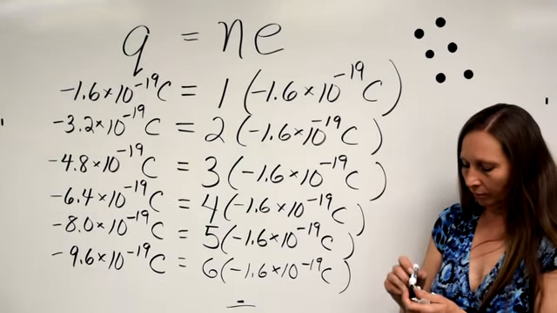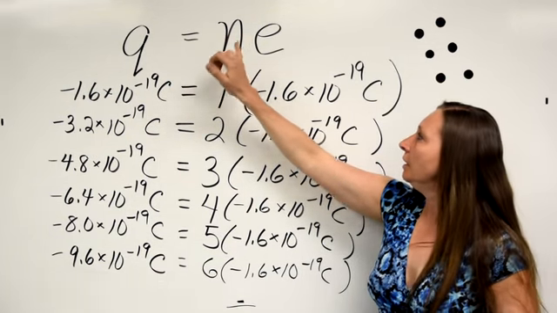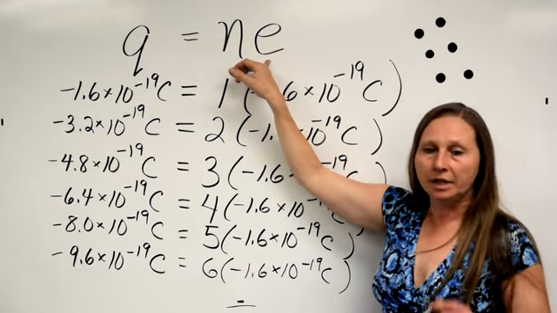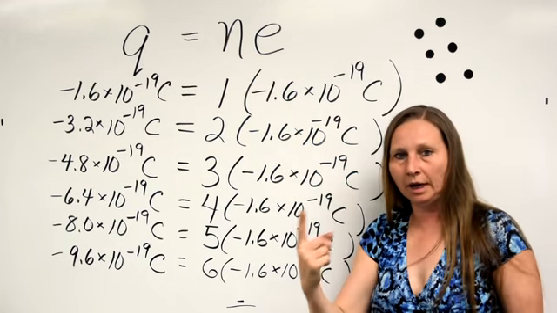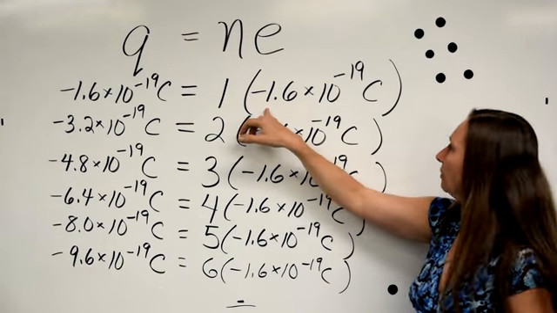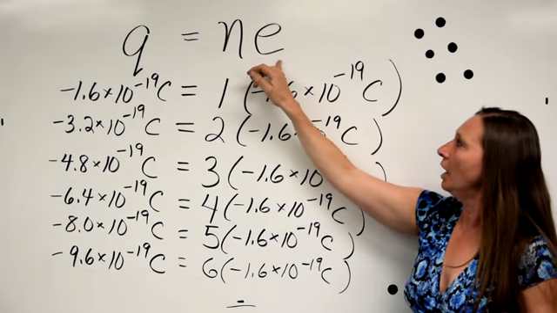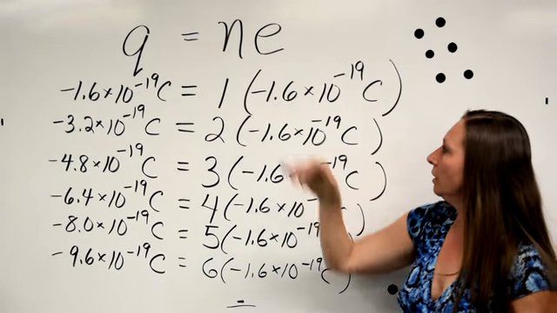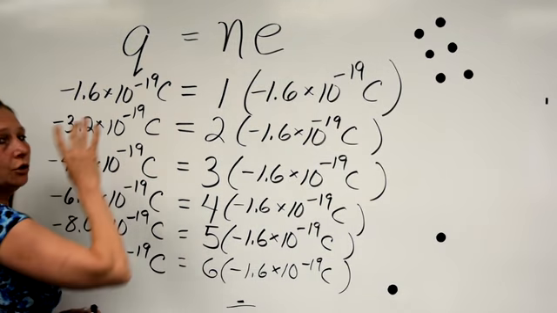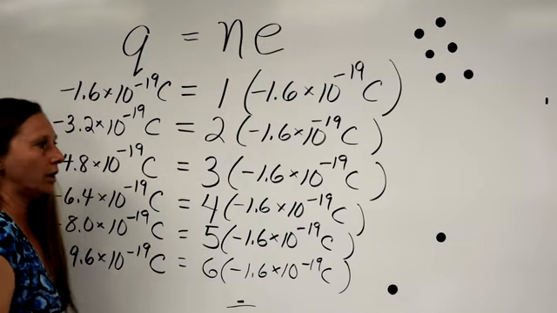So, we've got this little equation. The N would be how many electrons do you have? The E is the elementary charge on 1 electron. And in our universe, it's not going to change. It's negative 1.6 times 10 to the negative 19 coulombs. So if you multiply the number of electrons times the elementary charge, and I'll show you one thing again with the units, you're going to get your total charge. How much charge does that number of electrons have?